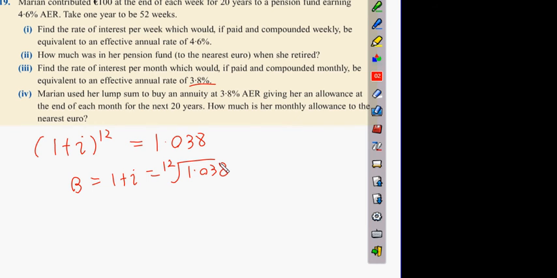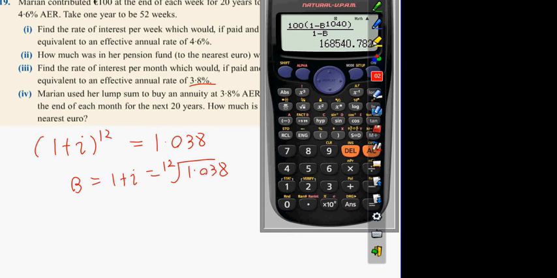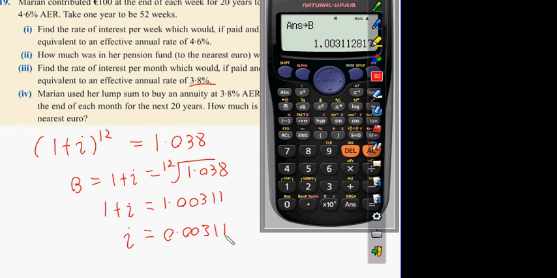So we go in once again. Shift, 12th root of 1.038. And what we get here is 1.00311. Shift, store, B. Now, this number that we have is 1 plus i, equals 1.00311. Okay? Now that means your i value is 0.00311. What's that in percentage terms? 0.311%.